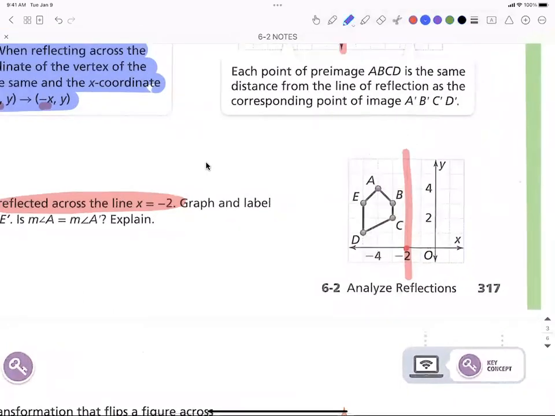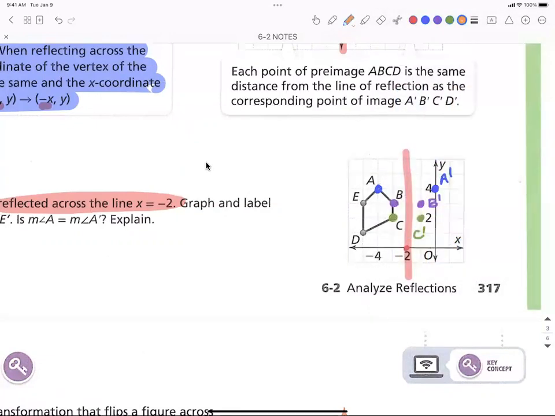Now, if I reflect my points, point A, 2 from the line of reflection. I'll do it, then I'll erase it. So I'm going to bounce 2 in the other direction. And I'm going to plot a point right there. And I'm going to name it A prime. Then I'm going to go to B. B is 1 space from the line of reflection. So I go 1 space on the other side and I name it B prime. C is also 1 space. So I go over to the other side and I name it C prime.